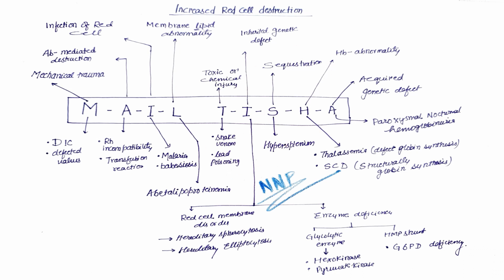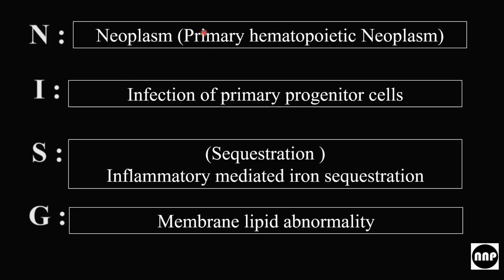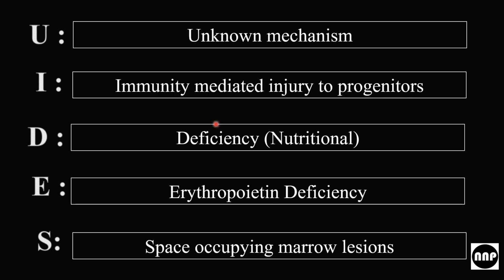For decreased red cell production, we have this mnemonic NIS GUIDES. This is the mnemonic and the meaning for each word. We'll come to it again. N is neoplasm, primary hematopoietic neoplasms. I stands for infection of primary progenitor cells. S, sequestration. It is actually inflammatory mediated iron sequestration. G is inherited genetic disorder. U is for unknown mechanism. I is immune mediated injury to progenitors. D is deficiency, nutritional deficiency. E is erythropoietin deficiency, and S is space occupying marrow lesions.